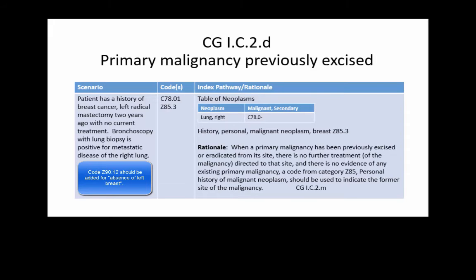The breast cancer would be coded as a personal history of breast cancer because she had a mastectomy and is getting no current treatment. So the Z85.3 just tells the reader she'd had cancer of the breast, but she no longer has that. The secondary cancer, though, would still be coded, and it would be first because this is what she's been admitted for.